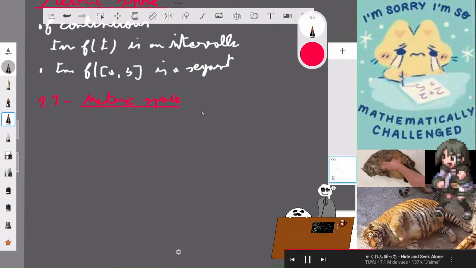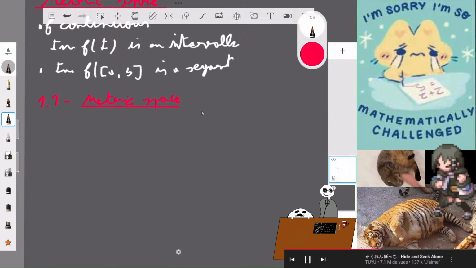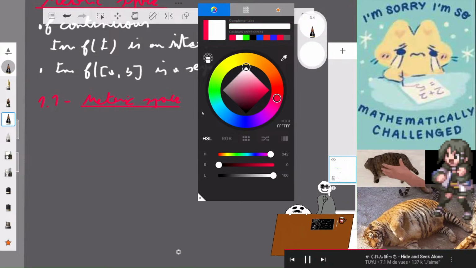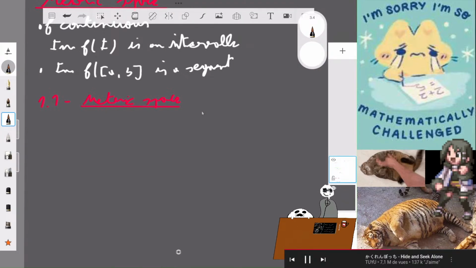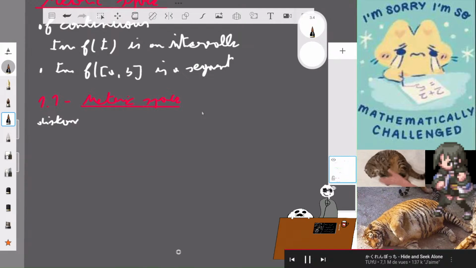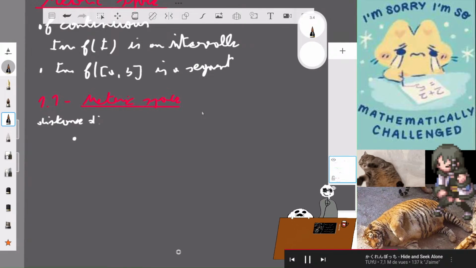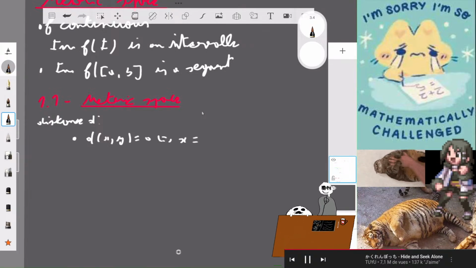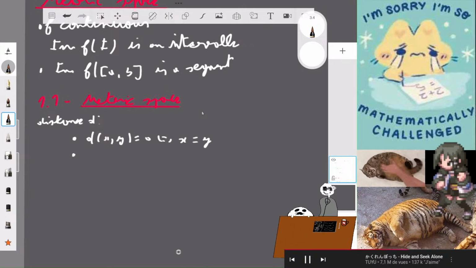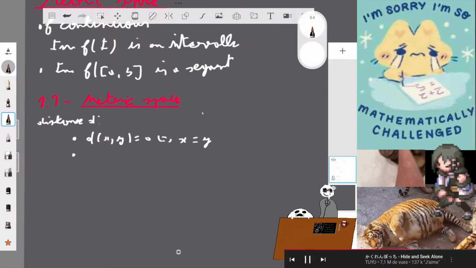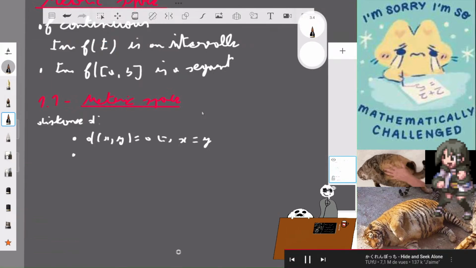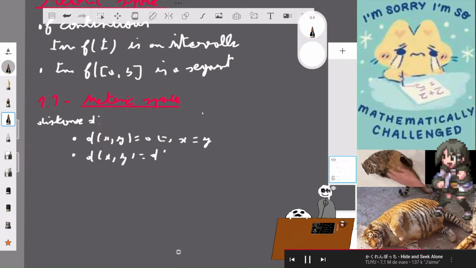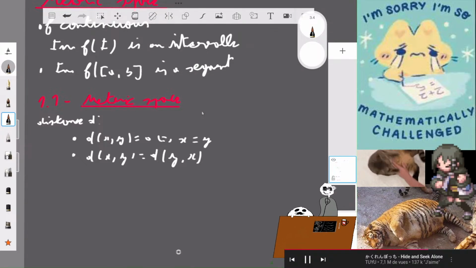Now let X be a set. We're just setting up the definition of a distance. Distance d, if it verifies that d of x, y is equal to 0 is equivalent to x equaling y. I'm trying to do this from memory, so symmetry: d of x, y is equal to d of y, x. Yay, this is the symmetry.